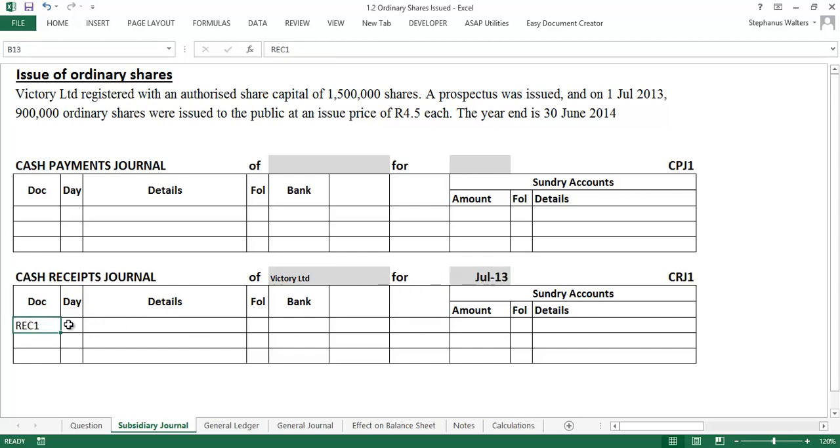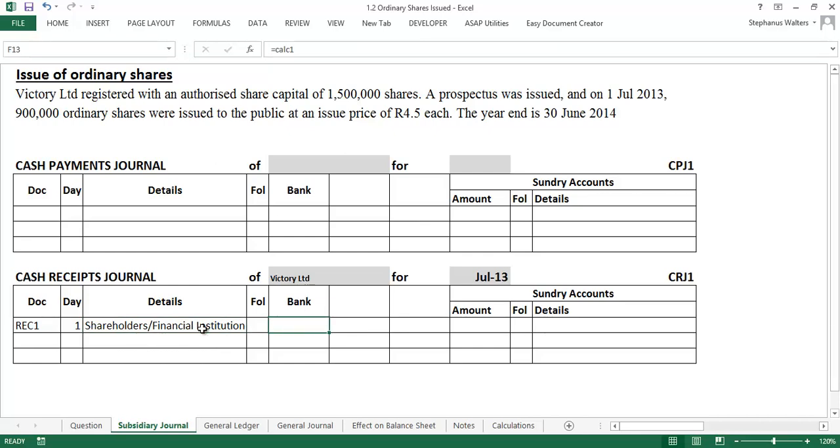You can fill in the document number that wasn't given. So I just use the generic one there, receipt 1. The day is the 1st of July, so we can fill that in. The details here, you always need to put the third party or the other party with whom you transacted. So here it will be the shareholders. Sorry about that. The shareholders or the financial institution that managed the issue of these shares. Right, so we're just going to put that in there for now.